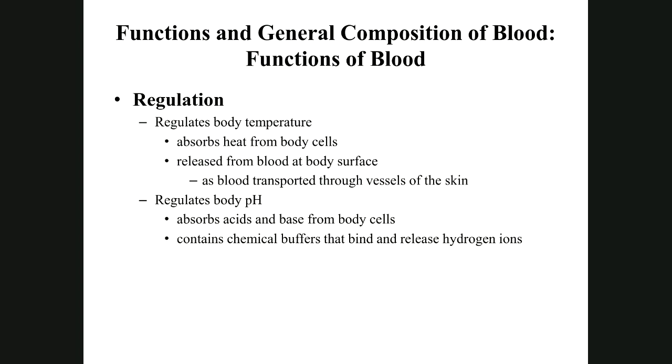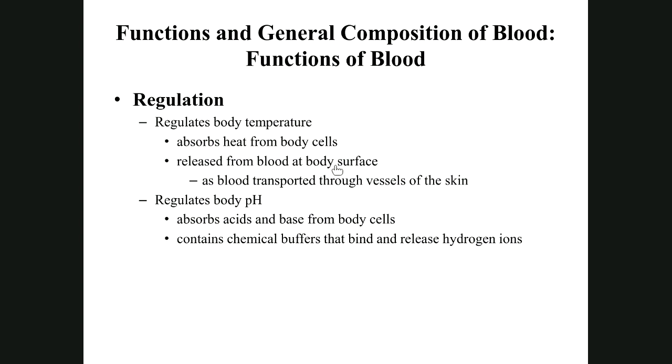Blood is also involved with regulation. As I just mentioned, regulating body temp. It absorbs heat from cells that make it, from your muscles, or maybe those cells that are experiencing that calorogenic effect that we talked about last class dealing with endocrine. And so it absorbs heat, and then it takes that heat and it releases that heat at the body's surface.